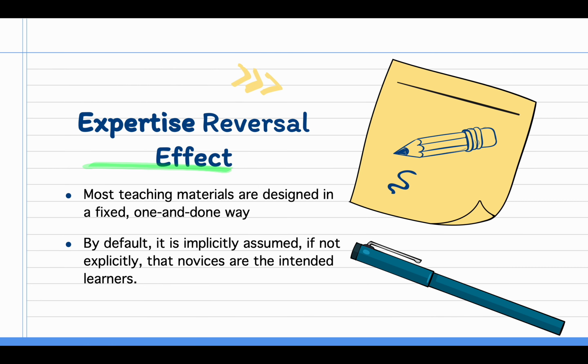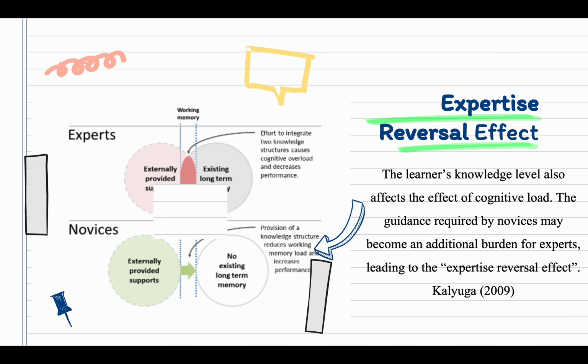Now, let's look at the expertise reversal effect. In many classrooms, teaching materials are one-size-fits-all, usually aimed at beginners. But as students gain more knowledge, this fixed approach can hold them back instead of helping them move forward. The expertise reversal effect shows that what works for beginners might not work for more advanced learners. It's based on cognitive load theory.